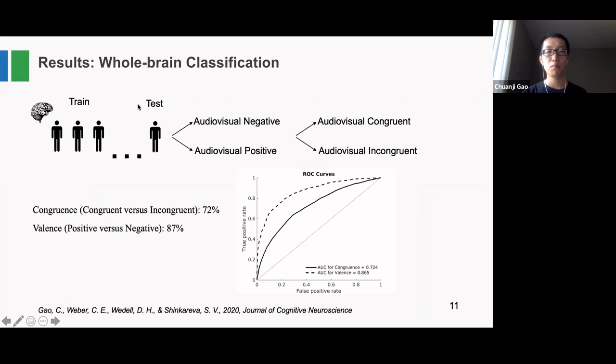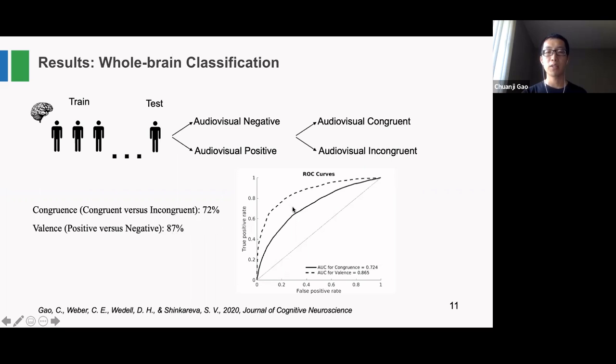To answer this question, we did a whole-brain classification analysis. It is a supervised learning algorithm where we have the labels for all the positive and negative, and the congruent or incongruent trials. We train on the subjects and test on the individual trials of the new subject. If we are able to predict, then we can say that the brain is informative for detecting the valence and also the congruence. Indeed, we find that we can successfully predict the valence congruence across visual and auditory modalities. As you can see, the accuracy is 72%, and we are also able to detect the valence, at 87%.